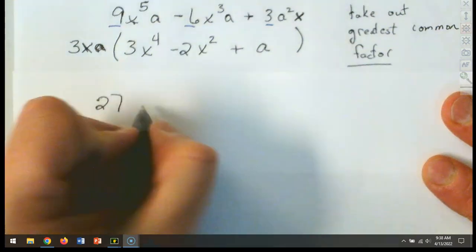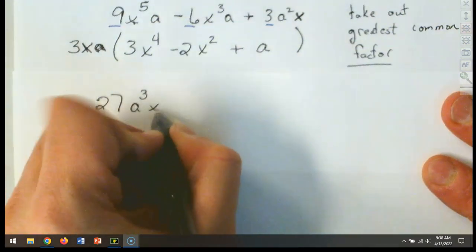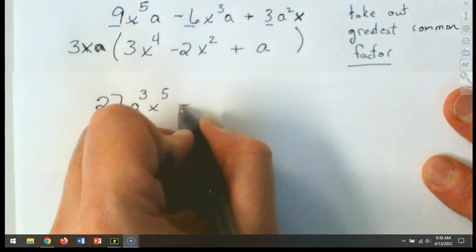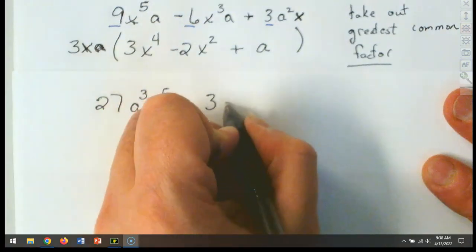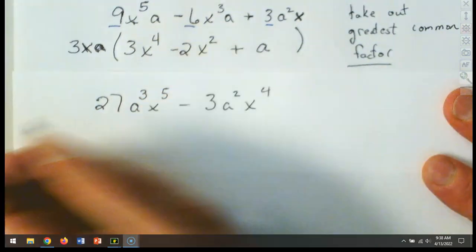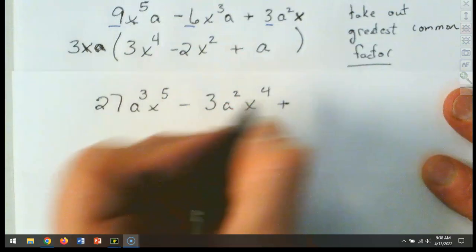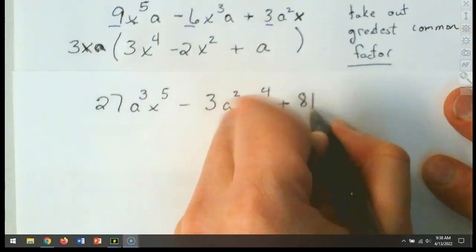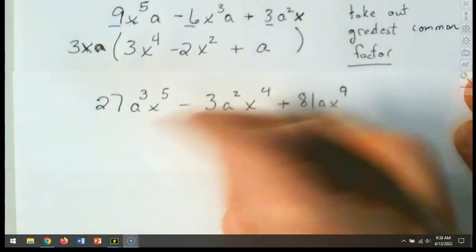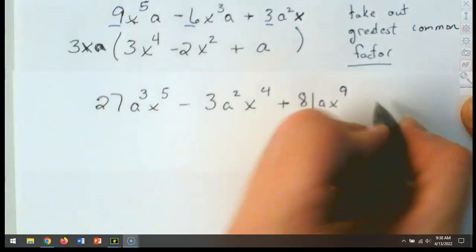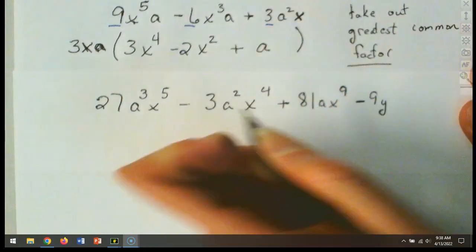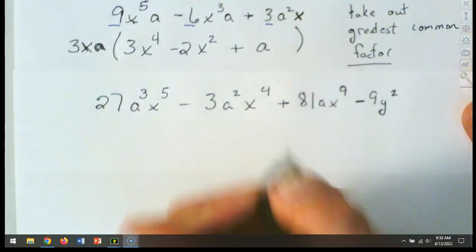About 27 a cubed x to the 5th minus, let's say, a 3 a squared x to the 4th plus, let's do a 81 a x to the 9th. And then let's do a minus here. How about a minus 9 y squared?